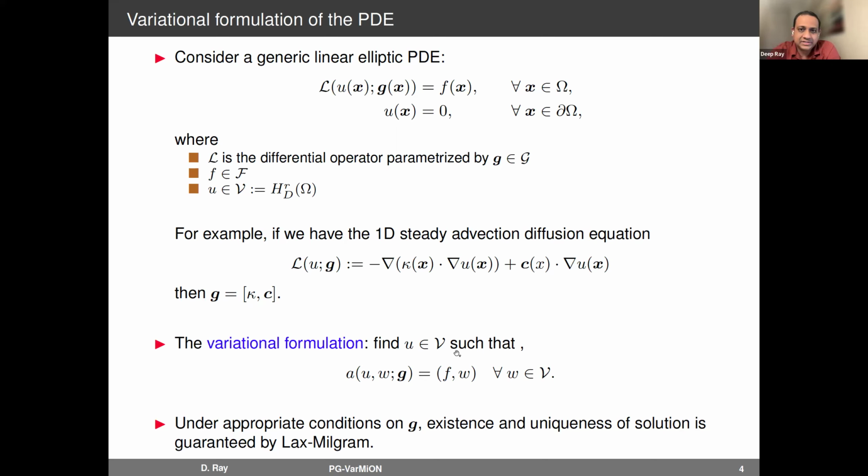And under appropriate conditions on, say, this parameterization function G, you can talk about existence and uniqueness of the solution, which is guaranteed by Lax-Milgram. So I won't worry about the existence and uniqueness. I'll assume that I'm working in a setup where I have all the nice properties that guarantee that the solution does exist. Okay, and then I'll move forward from there and try to construct suitable numerical methods.